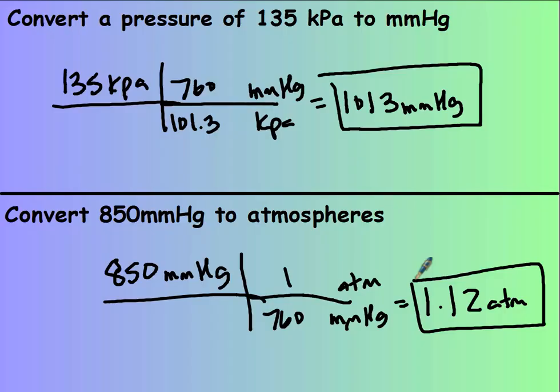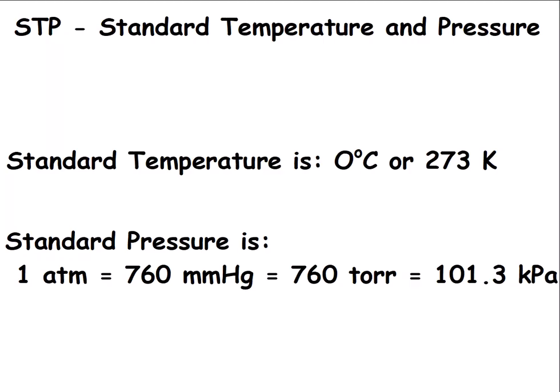So you should have got 1013 mmHg and 1.12 atm. STP we saw when we were doing the mole unit. 1 mole is equal to 22.4 liters at STP. STP stands for standard temperature and pressure.